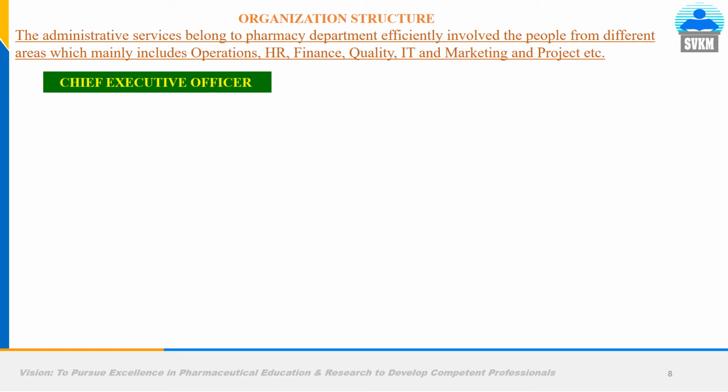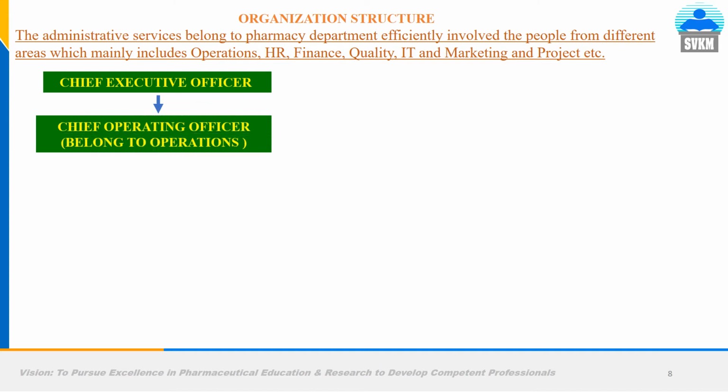So when we are talking about the organization structure, the first reporting person is the chief executive officer, who is also called the CEO. So the CEO is the head of all these departments. Then just below the CEO there is another person called the chief operating officer, also known as the COO. The CEO mainly belongs to either operations or the finance department.